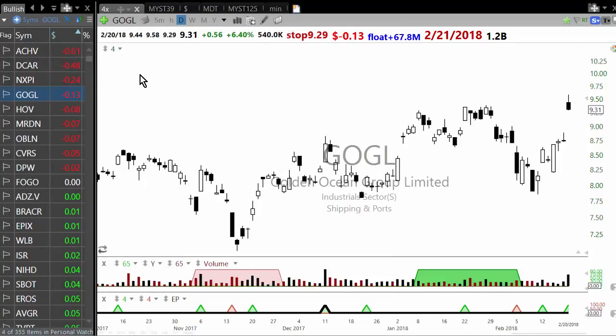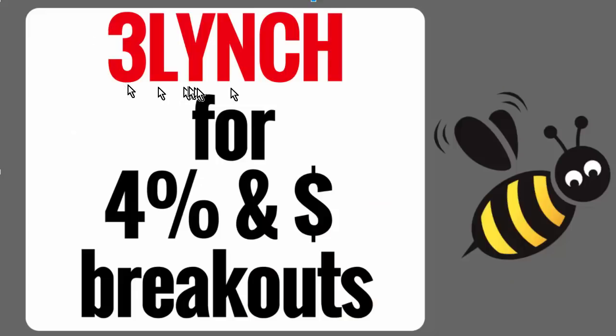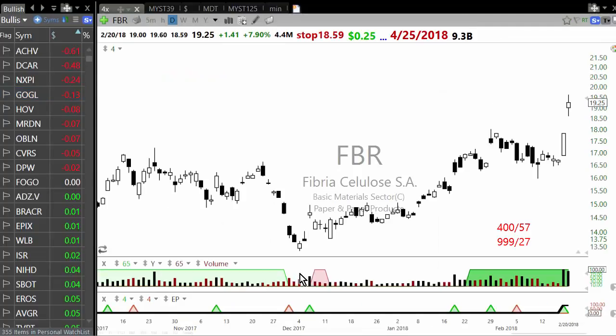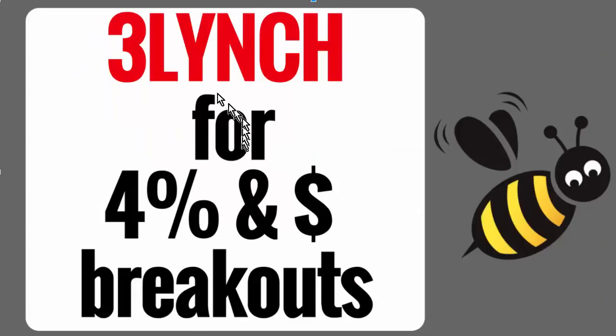And in order to find that good setup, I shared in the bootcamp an acronym, 3 Lynch. So 3 Lynch is the acronym which you need to remember if you're looking for 4% breakouts and dollar breakouts. What does 3 Lynch mean? The first 3 means the stock should not be up 3 days in a row. So let's look at, say, this is a stock which I bought, not yesterday, on Friday. Now the stock was not up 3 days in a row. So that's one of the first conditions of 3 Lynch.